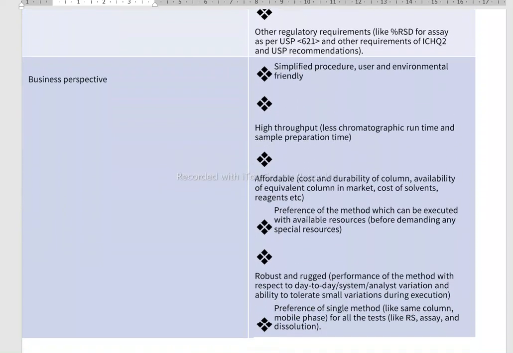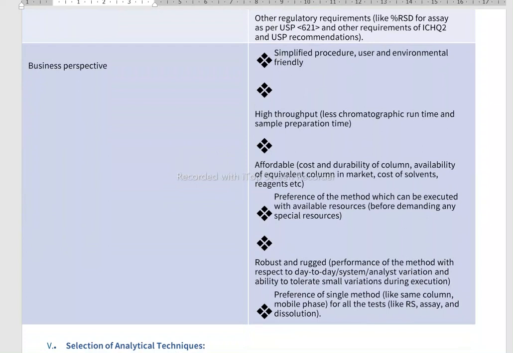The third is the business perspective. The method you develop should be a simplified procedure, user and environmentally friendly. High throughput, less chromatographic run time: the method should have a short run time and short sample preparation time. This can save time, and time is money. It should be affordable in terms of cost and durability of columns, availability of equivalent columns in the market, and cost of solvents, reagents, etc.